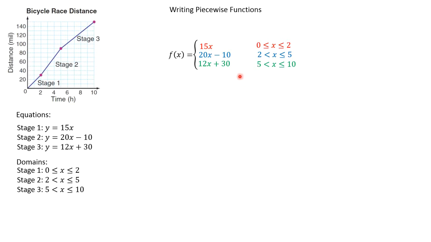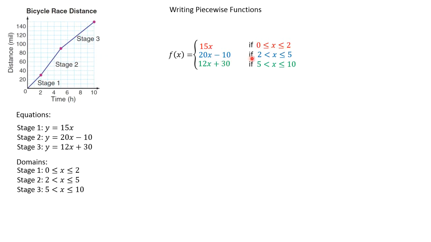I've seen many things. I've seen commas. I've seen the word when. The book is pretty consistent on using the word if. So it's 15x if 0 is less than or equal to x is less than or equal to 2.